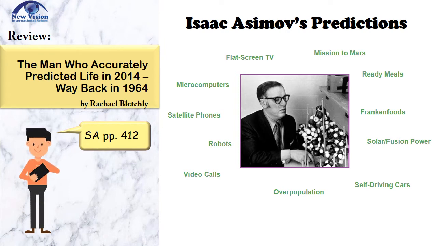Yesterday's literary selection is entitled The Man Who Accurately Predicted Life in 2014, way back in 1964. The author is Rachel Bletchley, and it talks about Isaac Asimov's predictions. Most of Isaac Asimov's predictions are actually true nowadays. We have flat screen TV, satellite phones, video calls, and even ready meals. Most of his predictions are spot on, and even the overpopulation, which is considered the tragically prophetic prediction that he had talked about.